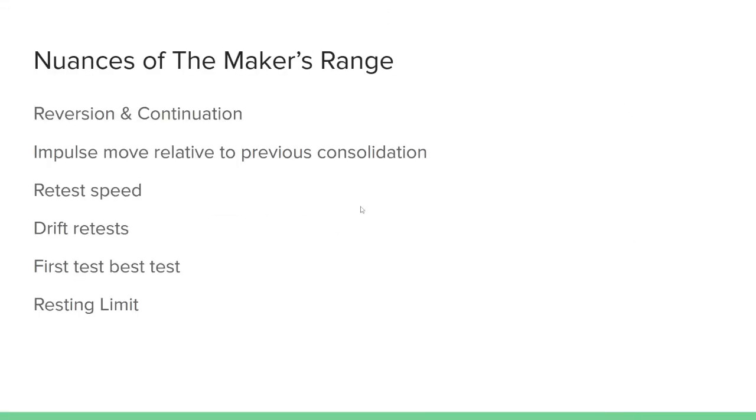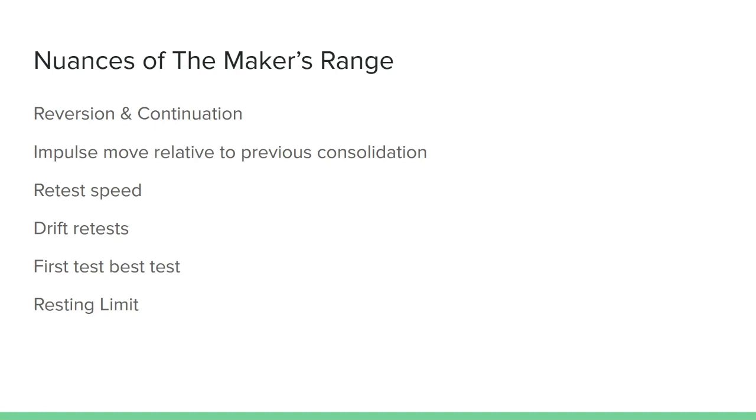Nuances of the maker's range. Once again, these can be taken as reversion and continuation. So if you need a refresher on that, you can go back to the wick test nuances. Again, the impulse move relative to the previous consolidation is something that you kind of have to learn, get a feel for. Anything too tight can really just be viewed as an extension or an expansion of the current range. Anything too large almost makes the range not irrelevant, but it makes it less likely that orders are going to want to hold that up.